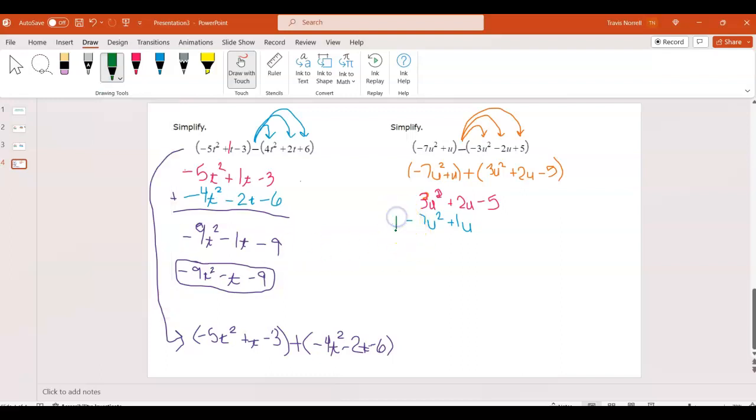So now we'll add these two together. 3u squared plus negative 7u squared. Signs are different, so we'll subtract the numbers. 7 minus 3 is 4. Take the sign of the bigger number. 7 is more than 3, so that'll be a negative 4u squared. 2u plus 1u, signs are the same, so we'll add the numbers and keep that positive sign, plus 3u. And there's nothing to combine with that minus 5, so we'll just keep that minus 5. So our final answer there is negative 4u squared plus 3u minus 5.